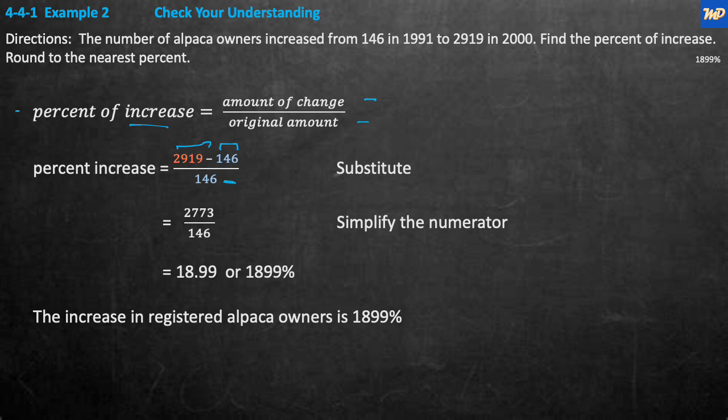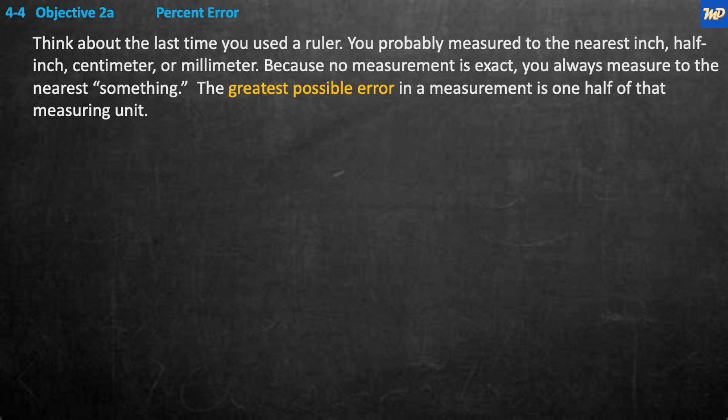When you subtract these two right here, you get 2773, and you're going to divide that by 146. When you do that, you're going to get 18.99, or 1,899%. The increase in registered alpaca owners is 1,899%.